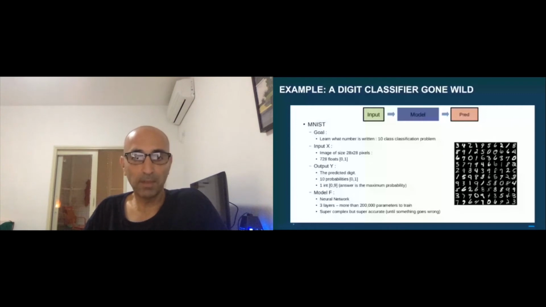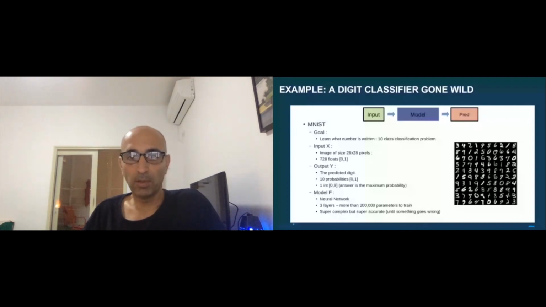This experiment is based on the MNIST data set, a very widely used data set. The input features are floats or doubles, so they're not discrete valued. There are 28 by 28 pixels in every image, so that's the number of features that we have. And the output is one of 10 classes. For our classifier, we trained a neural network, but it really doesn't matter what you use as a classifier. It had 3 layers and about 200,000 parameters to train, but it was a very accurate classifier on this problem.